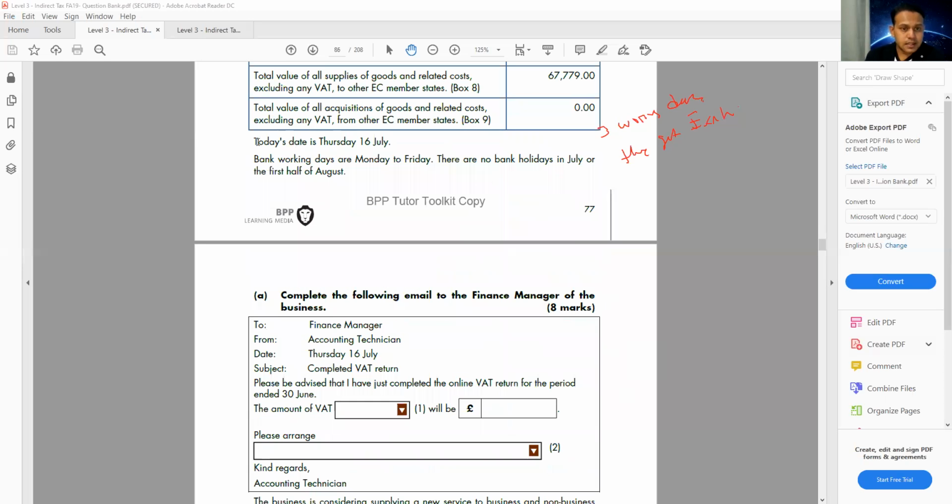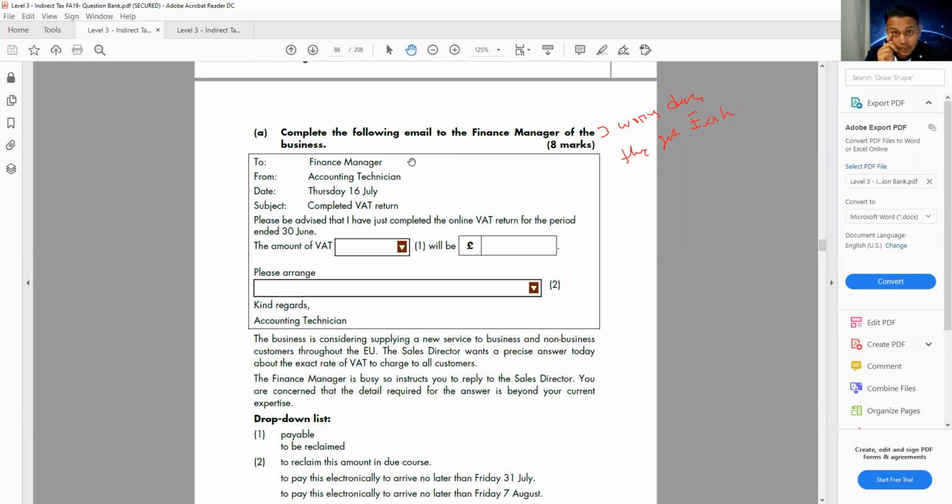Today is 16th of July. Bank working days are Monday to Friday. So banks are working Monday to Friday. Saturday, Sunday is closed. There is no bank holiday in July or the first half of August. Okay. Complete the following email to the finance manager of the business. So basically, you are the accounting technician, so that's from you and to your finance manager. You are writing an email to your finance manager.